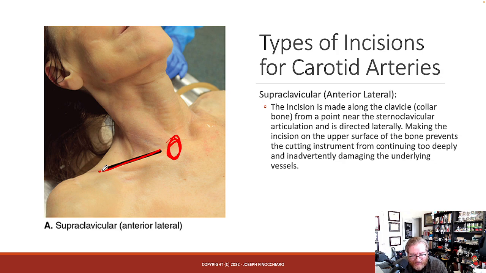Making the incision on the upper surface of the bone prevents the cutting instrument from continuing too deeply and inadvertently damaging the underlying vessels. I've seen people make cuts right there on the bone. I've seen them do it higher. If you make that cut higher, you may nick what you are looking for. So that's why you want to be careful if you're not cutting on the bone. What you don't want to do is make the cut below the bone, because now you're going to start dealing with the ribs and the intercostals.